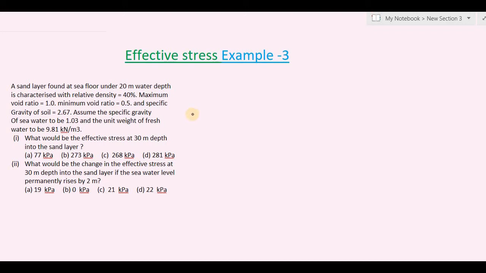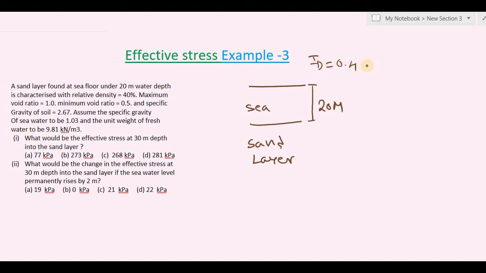A sand layer is found at the sea floor under 20 meters of water depth. So here is the sea, and from 20 meters depth we found a sand layer, which is characterized with a relative density of 40%. The ID of the sand layer is 0.4 or 40%. E maximum is 1 and E minimum equals 0.5.